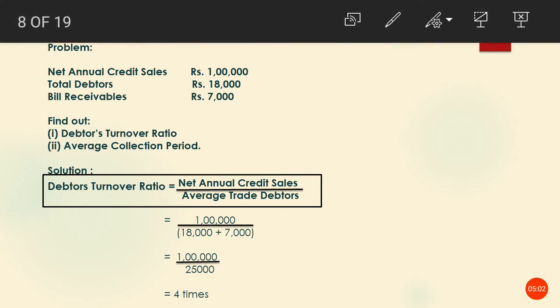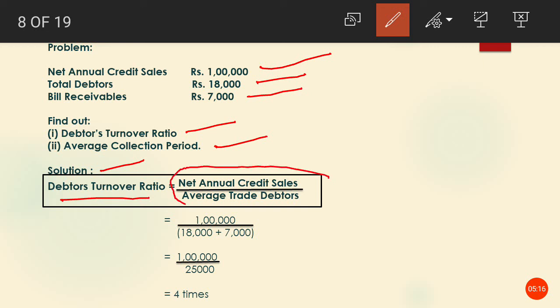Problem: net annual credit sales 1 lakh, total debtors 18,000, bills receivable rupees 7,000. Find out debtors turnover ratio and average collection period. Solution: debtors turnover ratio is equal to net annual credit sales divided by average trade debtors is equal to 1 lakh divided by 18,000 plus 7,000 is equal to 1 lakh divided by 25,000 is equal to 4 times.